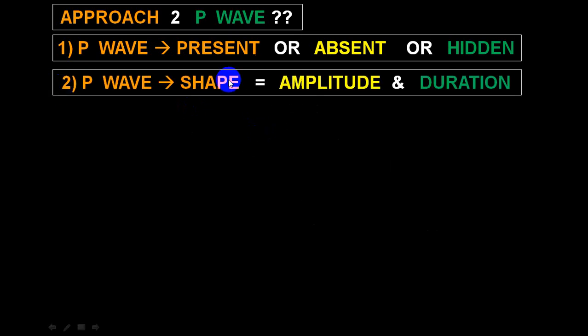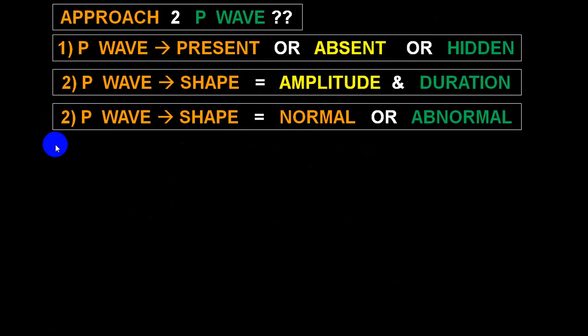Second thing, look at the shape by looking at the amplitude and duration. There are many different types of shape. We'll be showing you all those. So whether the shape is normal or abnormal.